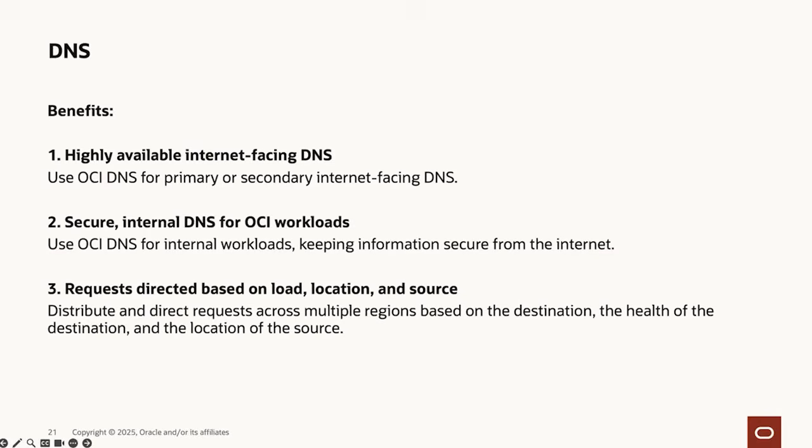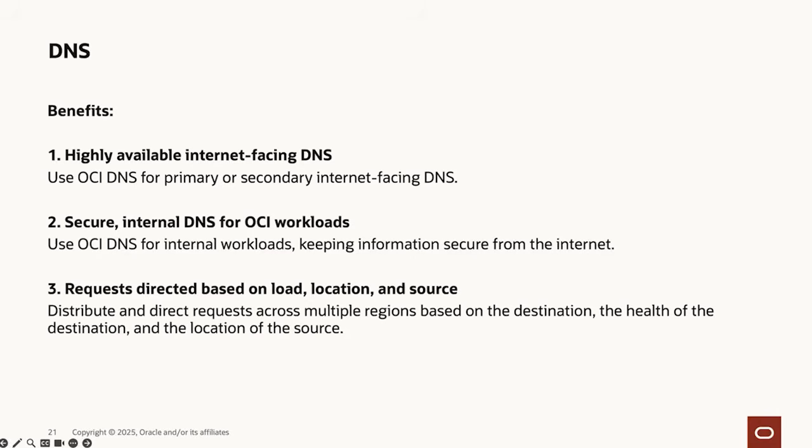So there are some benefits here when running DNS within OCI. OCI is going to leverage a global network with numerous edge locations and employ anycast routing to direct user queries to the nearest DNS server. This is going to minimize latency, resulting in faster website and web application performance. High availability. So it's highly available internet-facing DNS, and the distributed architecture and built-in redundancy of OCI DNS ensures high availability for your domains, minimizing downtime even during server outages or other disruptions.